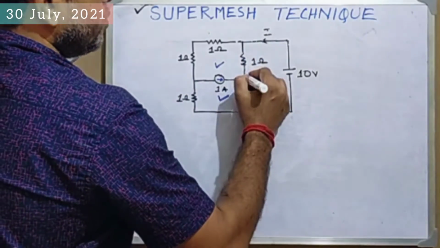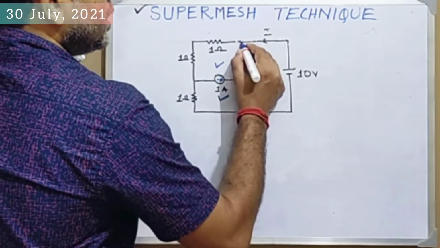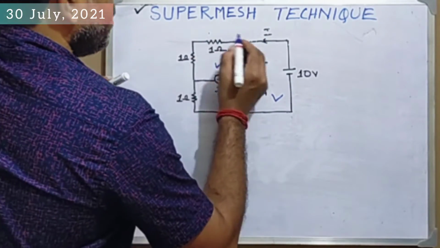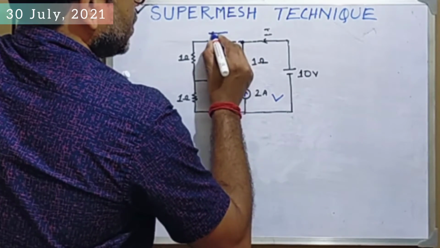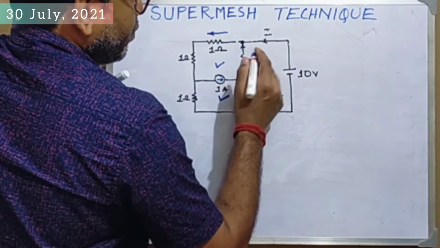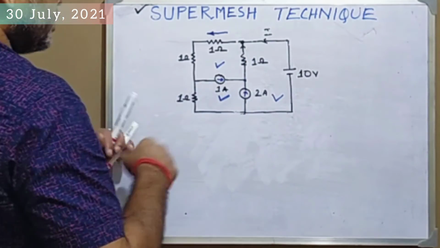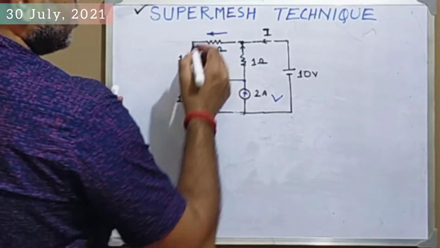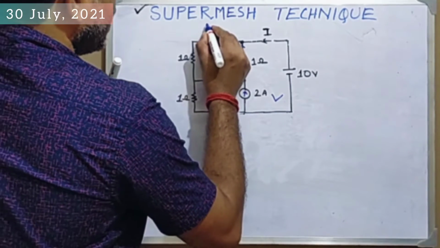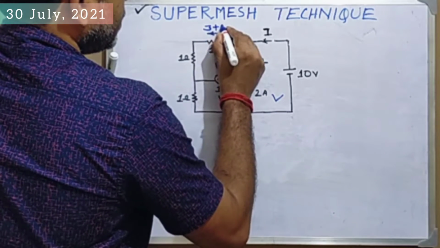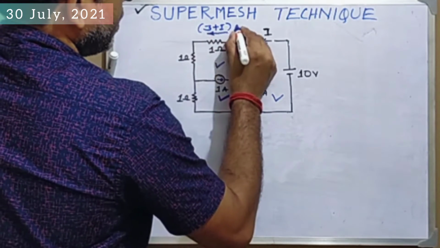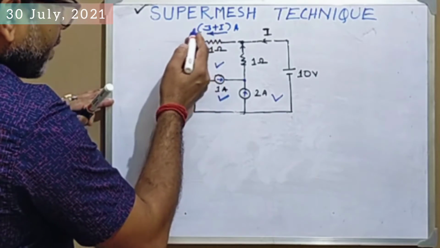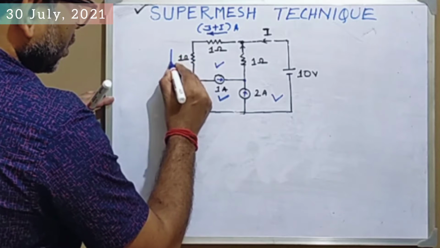So what is the total current flowing through this 1 ohm resistor? That is 3 ampere. So you get the 3 ampere current here. Again, what is the current flowing through this? 3 ampere is coming from this side and I is coming from this side. So the total current is 3 plus I ampere, which is flowing through this 1 ohm resistor. Clear? So the same current is flowing through this other 1 ohm resistor also.